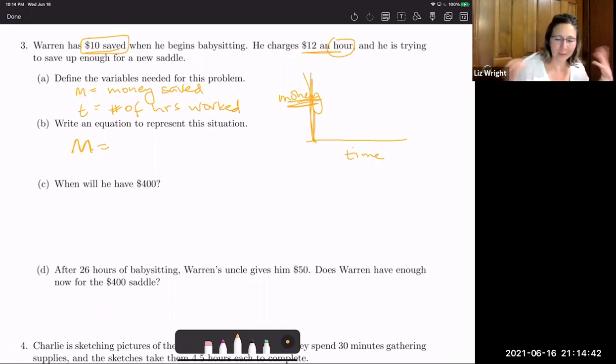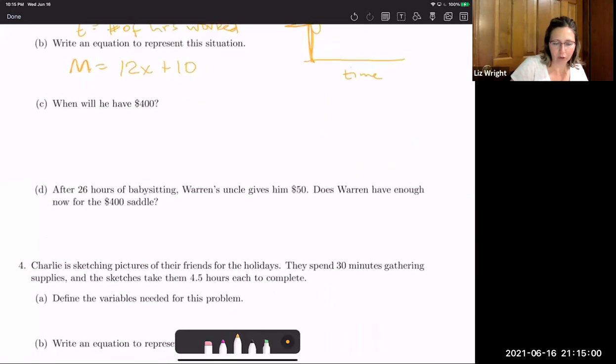And then what's our rate of change? How much are we changing per hour? It should be 12. So we've got 12x, and then did we start with any money to begin with? Yeah, we started with 10 bucks. Not a bunch, but it's better than nothing. All right. So when will he have $400? So at what point will he have $400? So let's put 400 equals 12x plus 10.